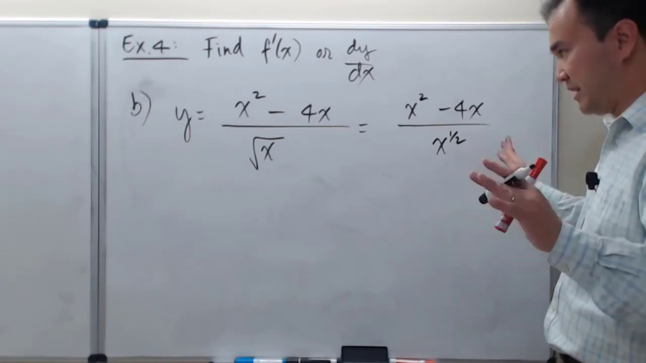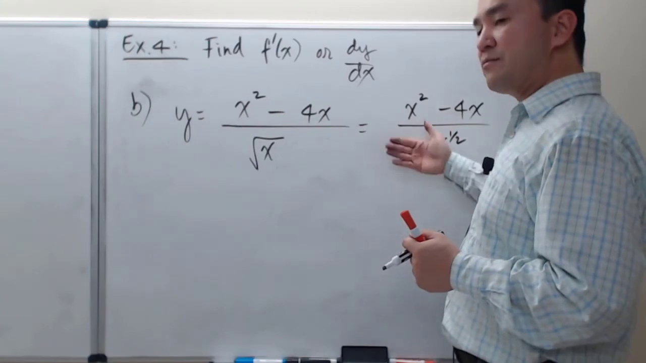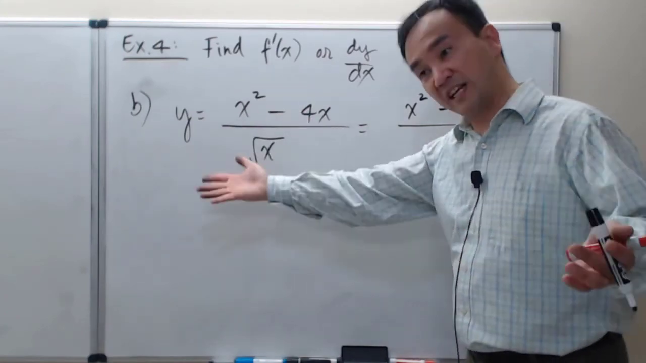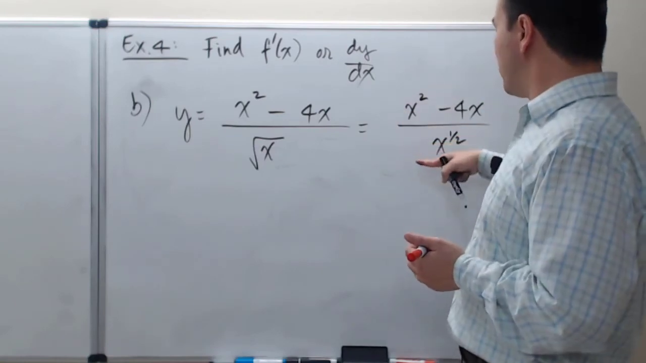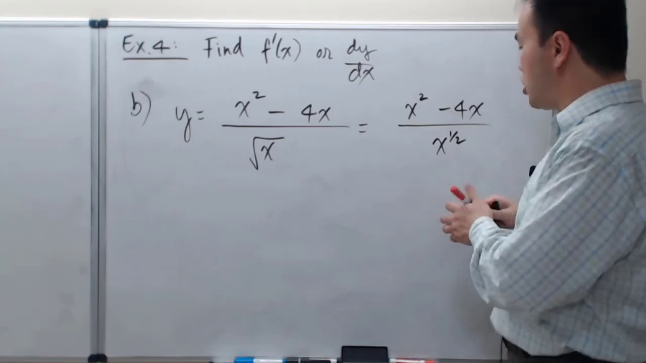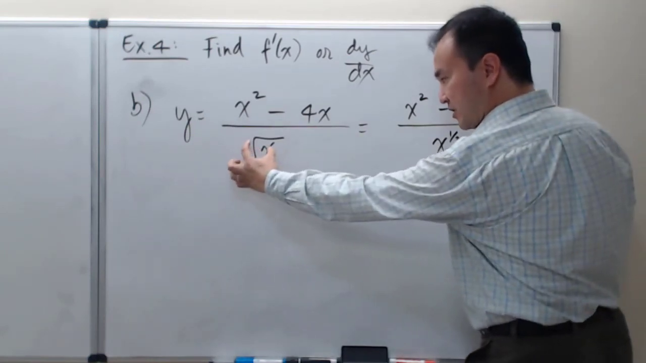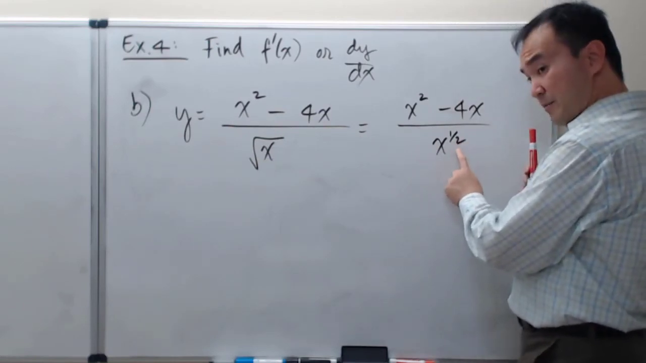I'm just simply getting my expression eventually brought to a point where I can apply the rules I've learned so far. We didn't learn any quotient rule yet, so now I'm going to have to break this quotient. But the huge plus at this point is I have already successfully turned that square root into a power 1/2 in the denominator.